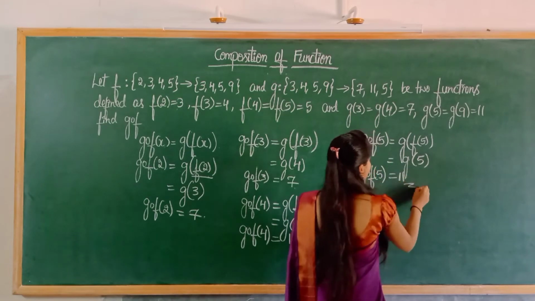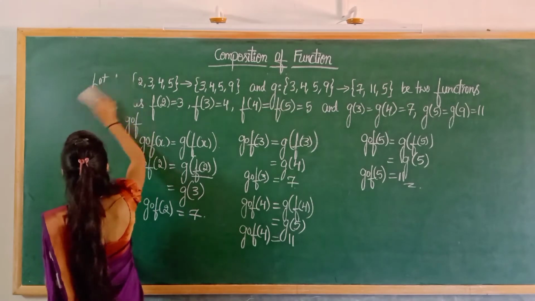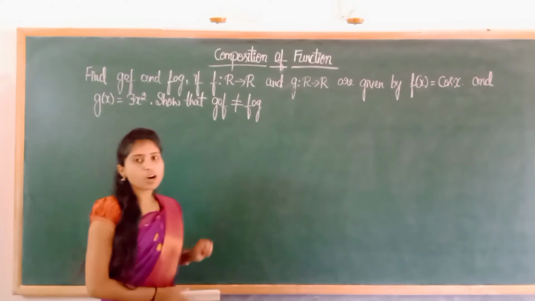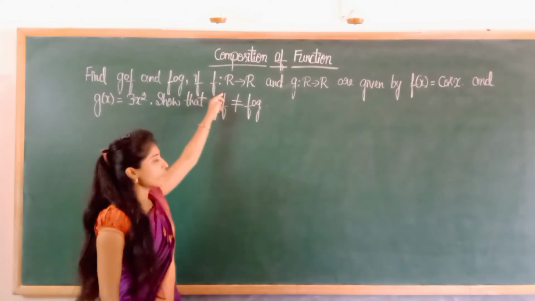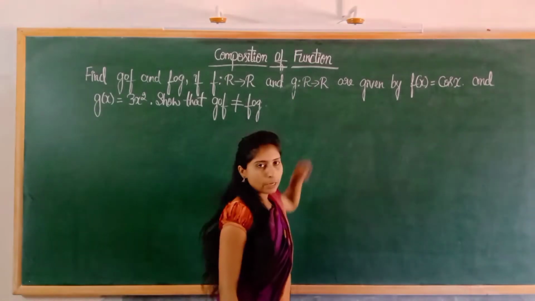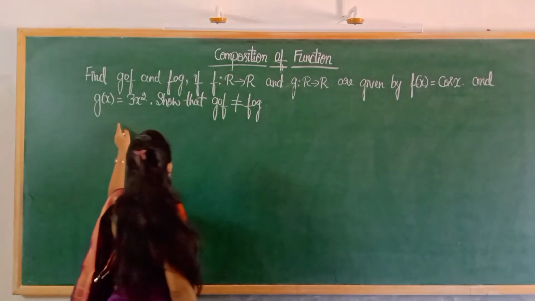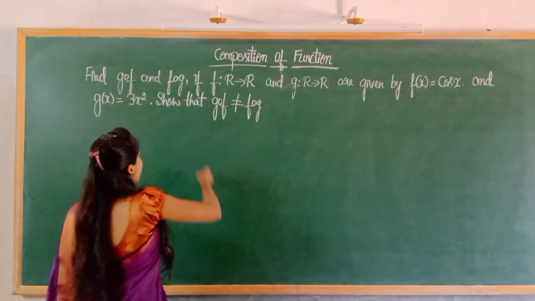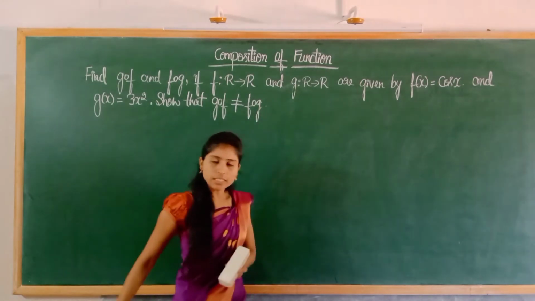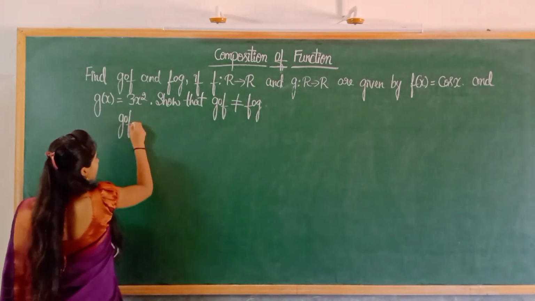The next problem: find g composition f and f composition g. If f from R to R, a function from real numbers to real numbers, and g from R to R are given by f of x is cos x and g of x is 3x square, we have to show that g composition f is not equal to f composition g. First we'll find g composition f of x.